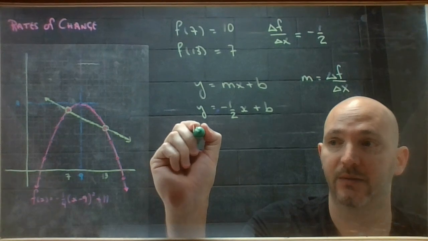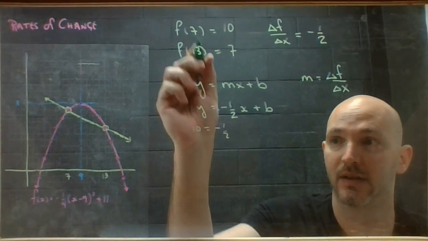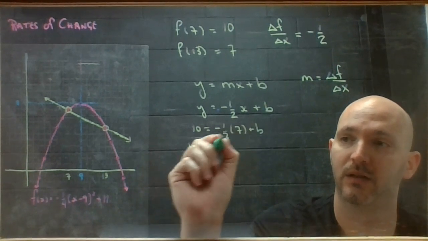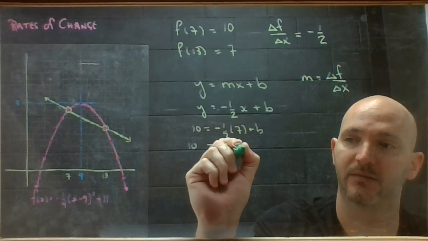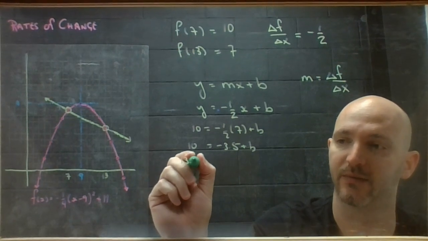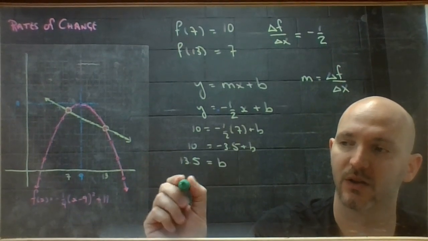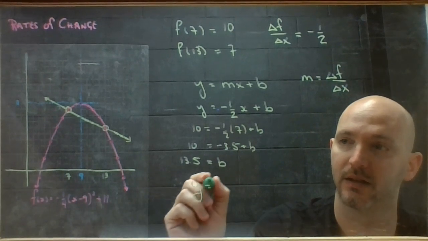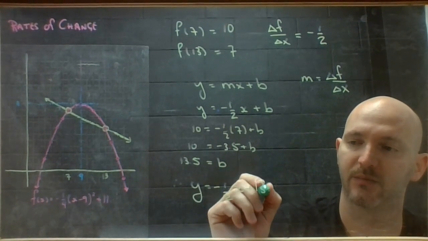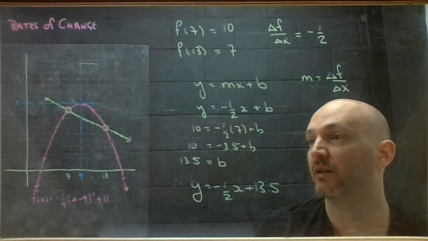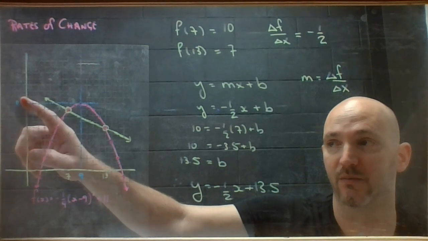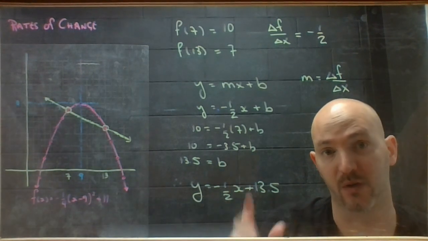10 is my y value, 7 is my x value, half of 7 is 3.5, kick that over, 10 plus 3.5 is 13.5. So the equation of that secant then is y equals negative 1/2 x plus 13.5. And if I look where that's going, it's going to hit about here, which according to this grid is 13.5. It's all going to work out.